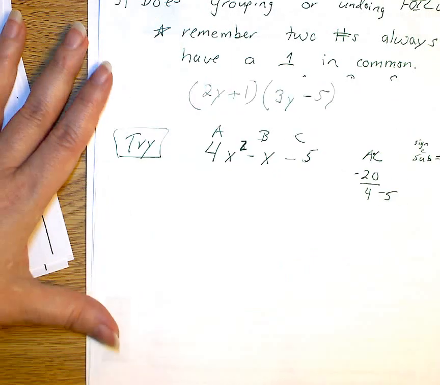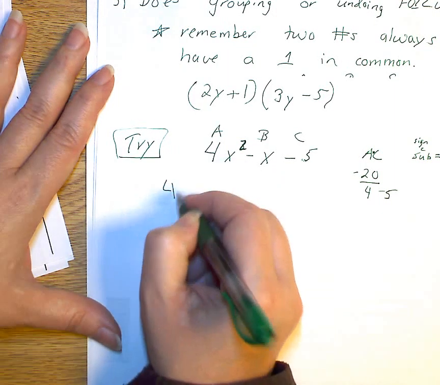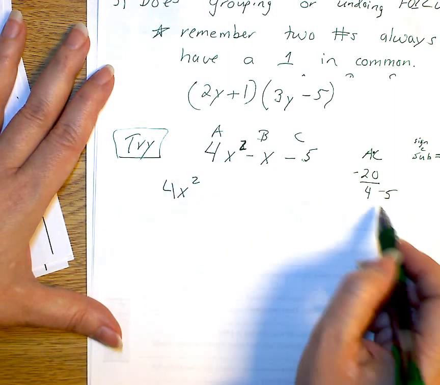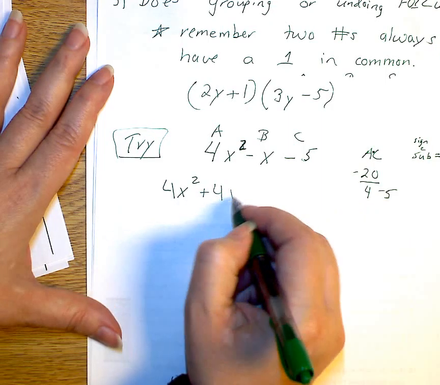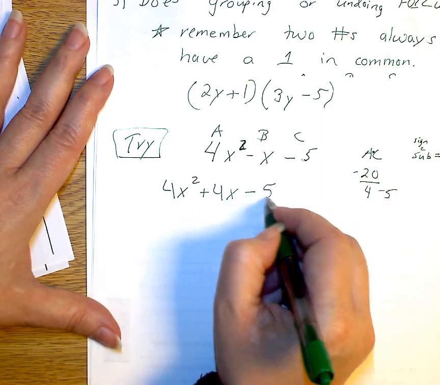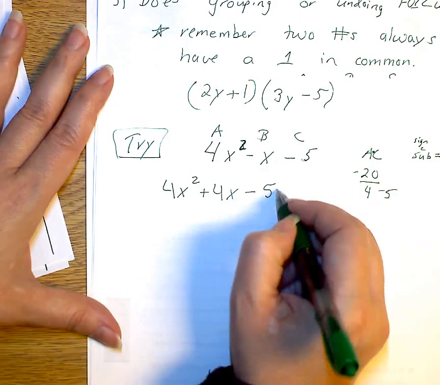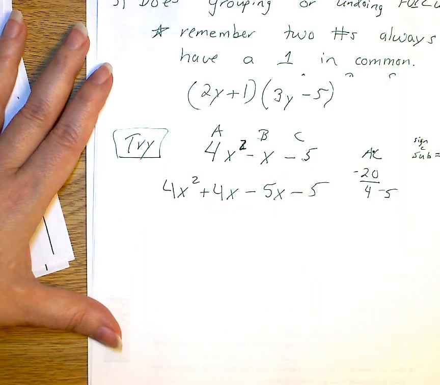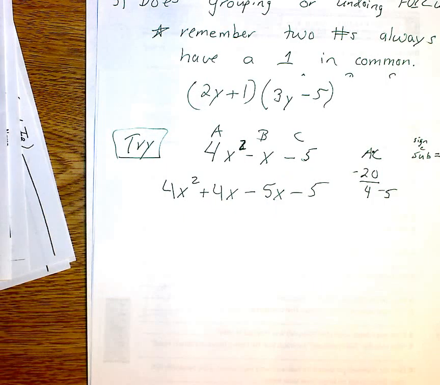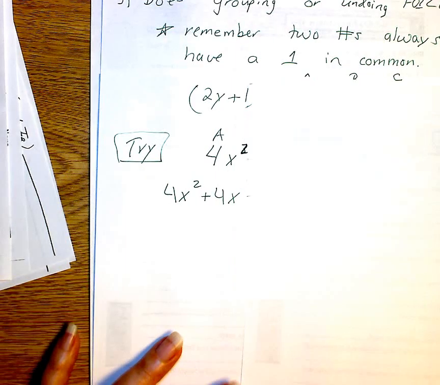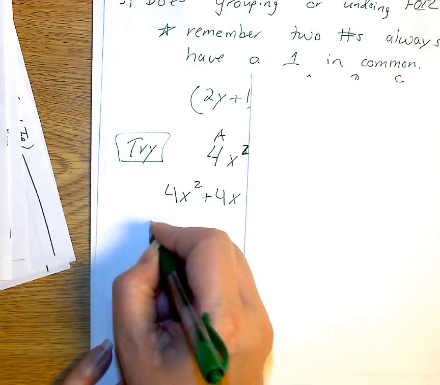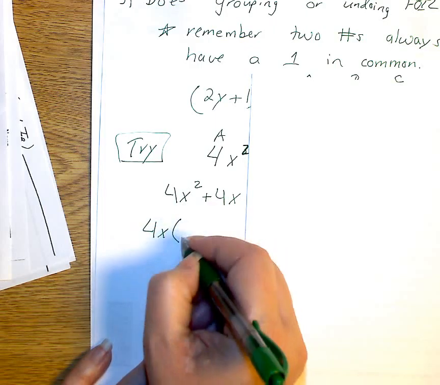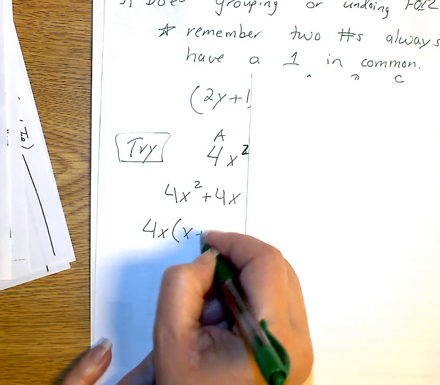So now we have 4x squared. We're rewriting it, so we have plus 4x minus 5x minus 5. So remember, we should always be able to get backwards. Then that's when you cover up half of it. So I'm going to cover up the first half, see what's in common. So I have 4x, and that gives me x plus 1.